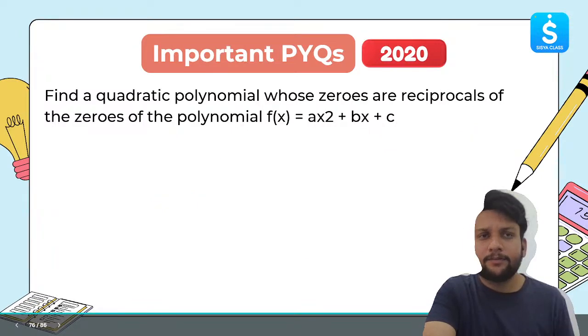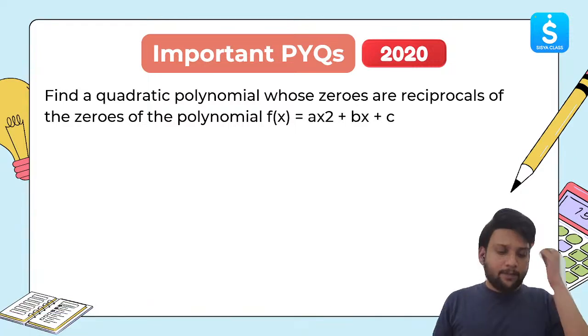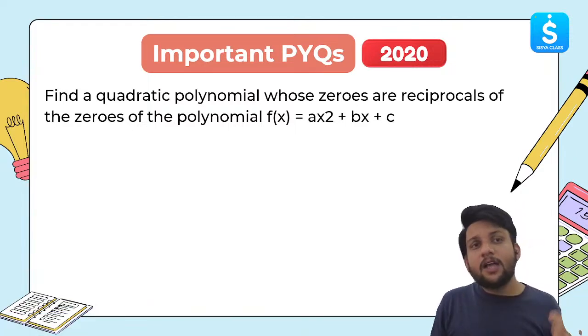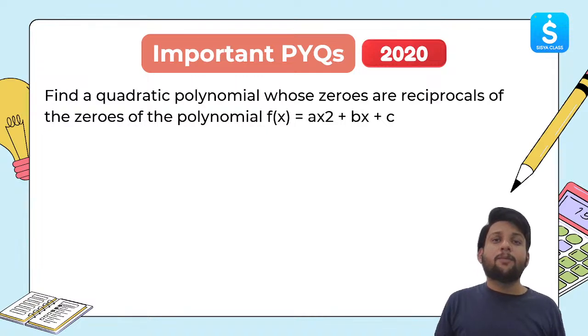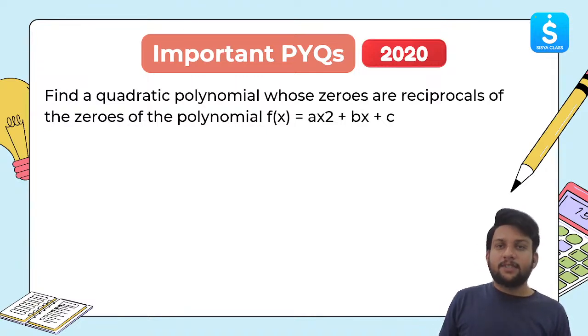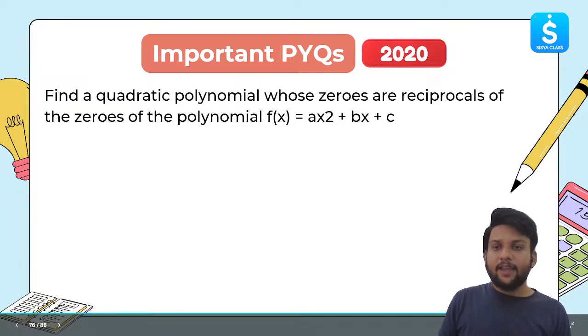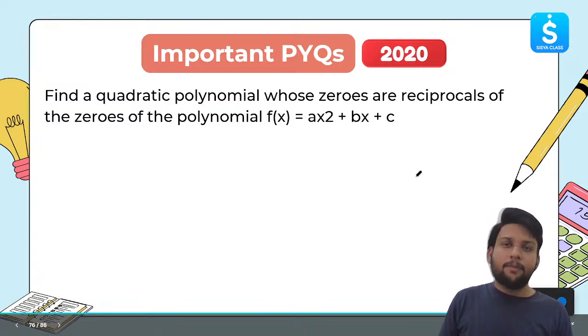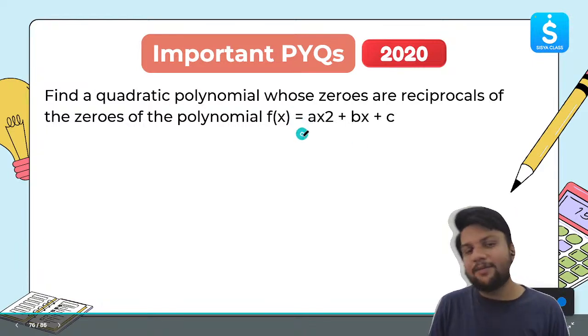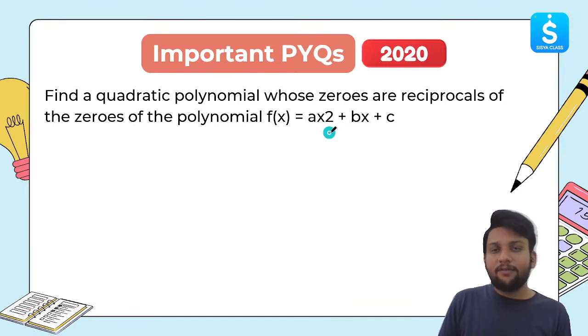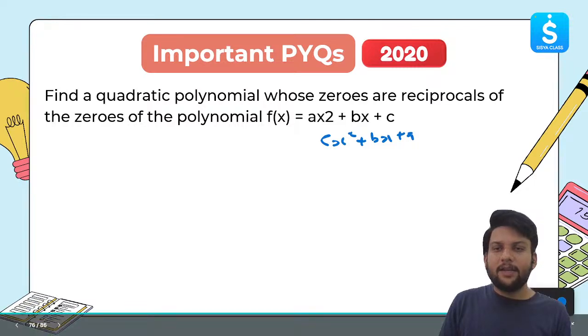Let's move forward. We have to find a quadratic polynomial whose zeros are the reciprocals of the zeros of the polynomial ax square plus bx plus c. Now, dear students, one very simple trick to remember: this came for 3 marks, but whenever we get this type of question, just write it backwards, that is cx square plus bx plus a. But this time, we are going to completely derive it for you.